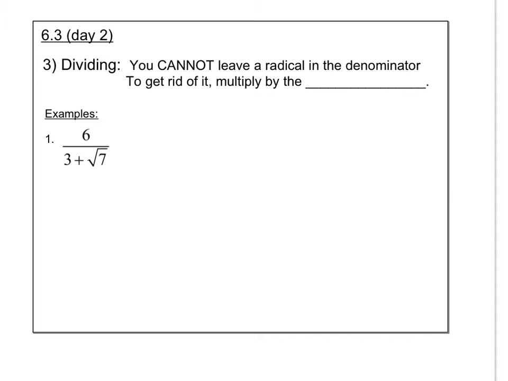So when you're dividing, again, you can't leave a radical in the denominator, but what's going to be different today is you're going to have a binomial in the bottom. So you're going to have like 3 plus radical 7, like the first example where you have a radical on the bottom. So to get rid of it, if you remember what we did yesterday, you have to multiply by the conjugate, that cancels it out. So that's what we're going to do today when we have the binomial on the bottom, more than one part on the bottom. So on this first problem, I need to multiply by 3 minus radical 7.